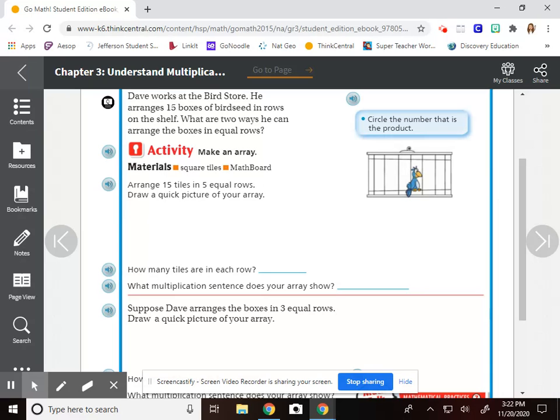So we have a multiplication word problem here. Dave works at the bird store. He arranges 15 boxes of birdseed in rows on the shelf. What are two ways he can arrange the boxes in equal rows?